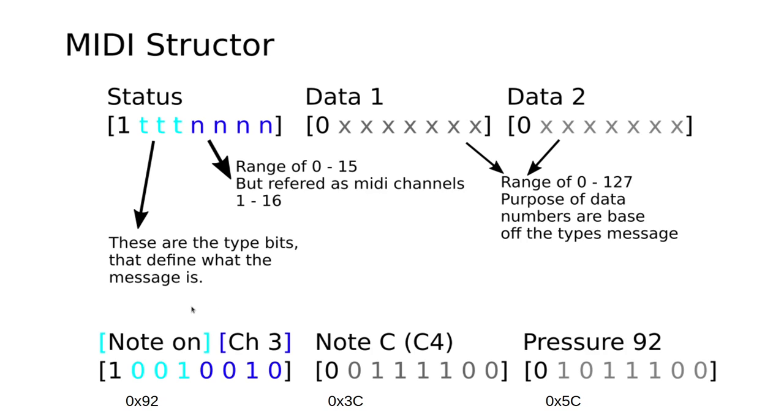So a common message would be the note on message, defined by 1001, and the channel right after that, 0010, so a hex of 0x92. And we have the note C4, which is defined by the first data byte, and the pressure, which is defined by the second piece of data.